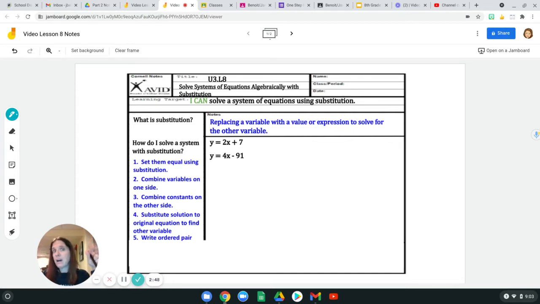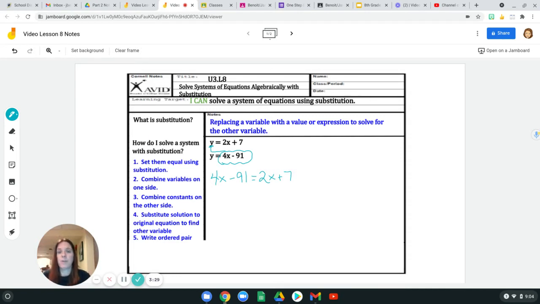So we're going to take one of those y equals and substitute that expression in place of y in the other equation. So I'm going to take the second linear equation in our system and take that 4x minus 91, and I'm going to substitute it where y is because it says y equals 4x minus 91. So I can put that where y is. And what that's going to look like then is 4x minus 91 equals 2x plus 7. So that was step 1. I'm setting them equal using substitution. Taking what we say y is and putting it in place of y.